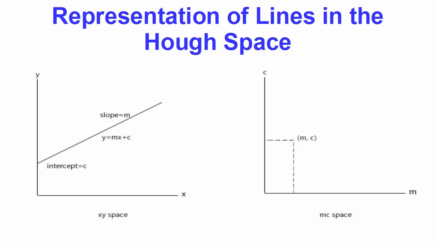We all know that a line is a collection of points, and managing a collection of points is tougher than managing a single point. If you have to manage a collection of points or a single point, which will you prefer? The obvious answer is to manage the single point. And this is what the MC space is doing. It's representing a line in the form of a point in MC space, or the Hough space.